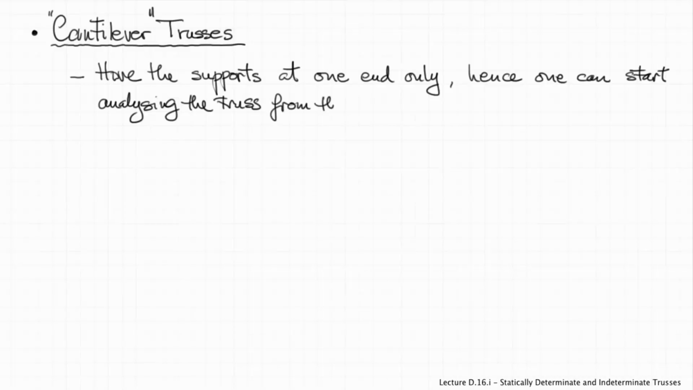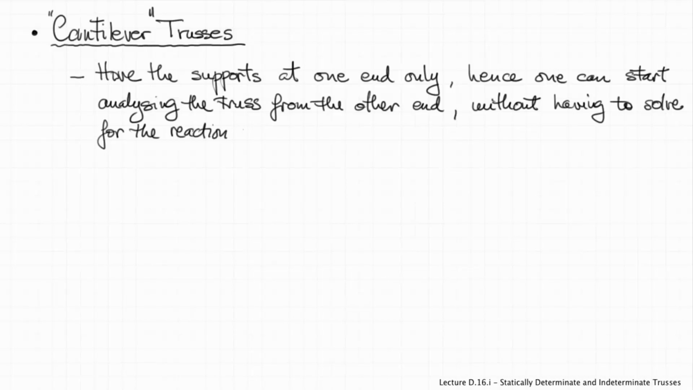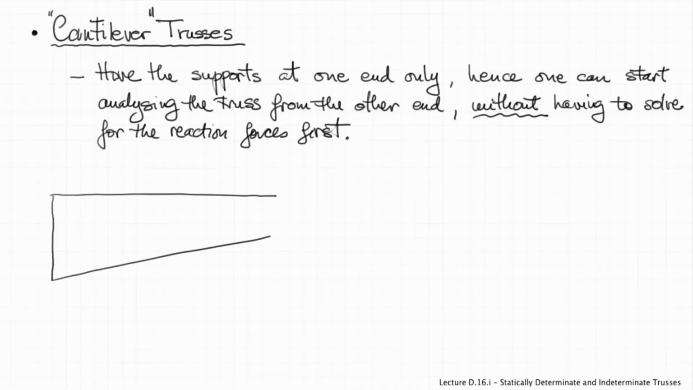So if the question does not specifically ask you to solve for the reaction forces, then you don't need to do so, and you start your analysis from the other end, from a known, externally applied force. It's very important, especially in an exam, under exam conditions where time is limited. If you can recognize the cantilever truss, then you don't have to waste time solving for the external reaction forces. So let's look at a couple of examples of cantilever trusses to see what I mean.